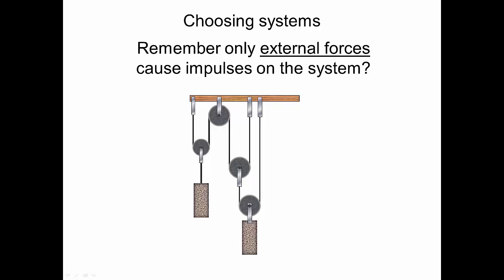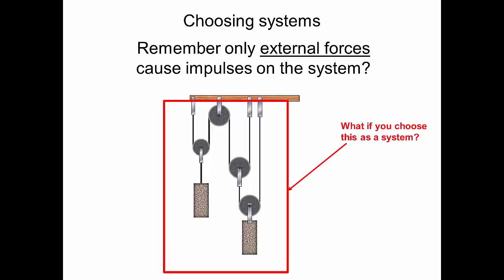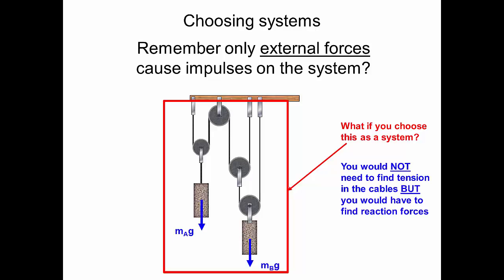Now it's important to know how to choose a system when solving these problems. Remember that only the external forces cause impulses on the system. So what if we chose a system like this for our system to solve the problem? In this case, we would have a weight for mass A, a weight for mass B, and we wouldn't need to find the tension because that's internal to the system. But we would have to find the reaction forces and show what kind of an impulse they cause. So in this case, we'd have all of the reactions across the top of this pulley system that would need to be included in the equations.